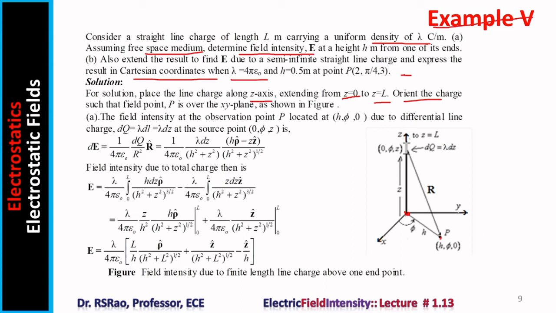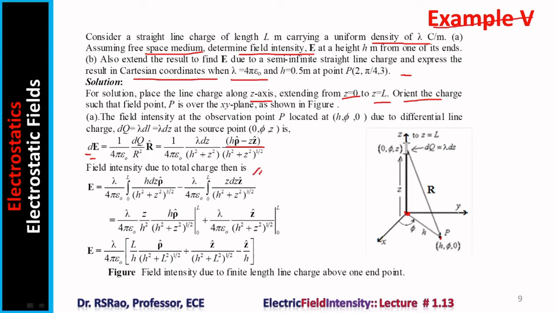So the field at point P due to the differential line charge dq equal to lambda dl equal to lambda dz at the source point (0, phi, z) is dE, the differential field. It is 1 by 4 pi epsilon times dq by r square times r cap. Notice this expression is in coordinate-free form, with small r and r cap carrying their usual meanings. Now dE is 1 by 4 pi epsilon, dq is lambda dz, and r square is h square plus z square, and r cap is h rho cap minus z z cap over the square root of h square plus z square.